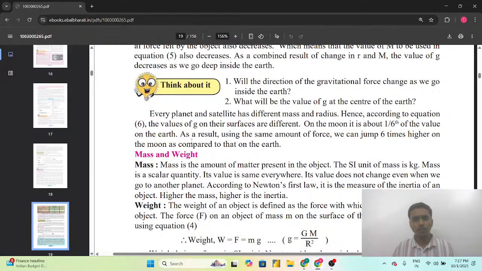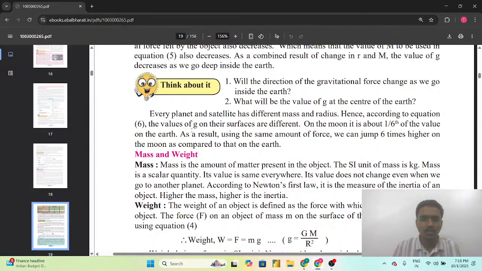So what will be the value on the Earth's surface? We can compare it also with the weight. Suppose one person is having the weight of 60 kg on the surface of the Earth. What will be the weight of that person on the moon surface? It will be 1/6 of the weight on the surface of the Earth. That is, 60 divided by 6, that is 10 kg on the moon surface. As a result, using the same amount of force, we can jump 6 times higher on the moon as compared to that on the earth.